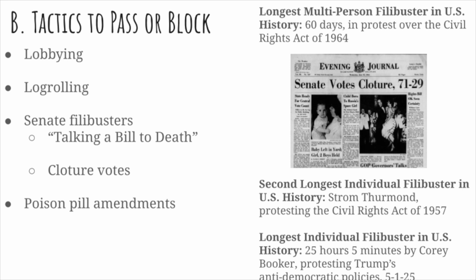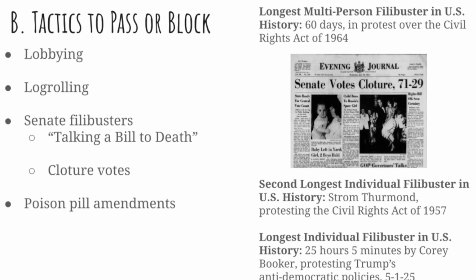Now, a couple things that I want you to know historically about filibusters. First of all, historically they have been used disproportionately to stop civil rights legislation. The longest filibuster in American history was actually a tag team filibuster where for 60 straight days, the Civil Rights Act of 1964 was tried to be blocked by Southern conservative Democrats. Eventually, a cloture vote, as you can see in this newspaper headline, was done, and the Civil Rights Act of 64 was ultimately passed.